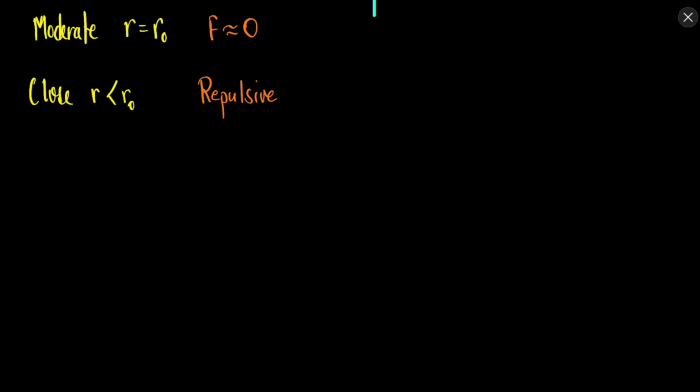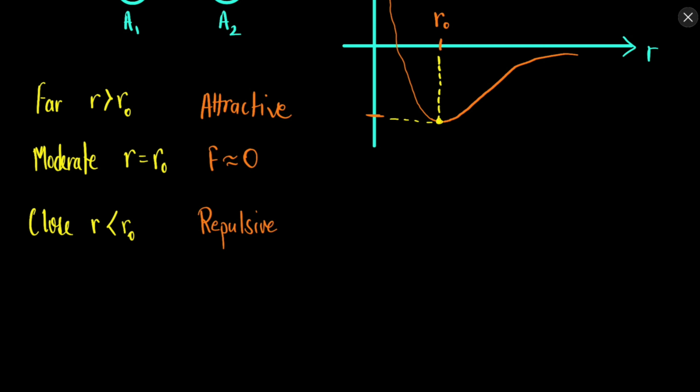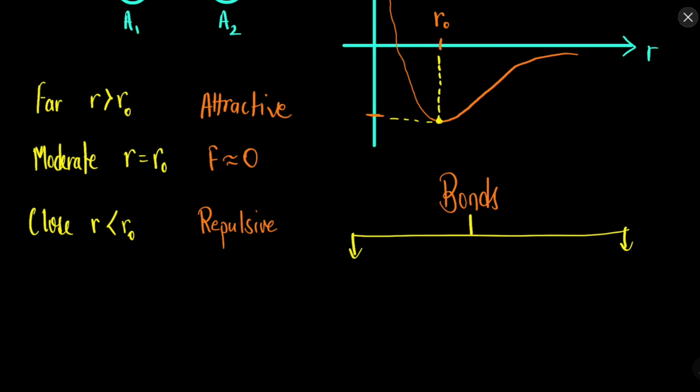So just keep these things in mind. And this force of attraction and repulsion tells us about how the bonds are formed, how the atoms are combined together. So what are the different types of bonds? So what is a bond? Bonds are something which keep the atoms together.